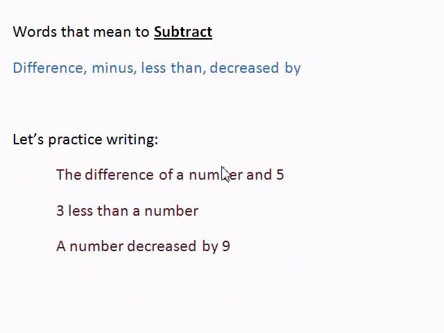Now let's take a look at words that mean to subtract. Common subtraction words are difference, minus, less than, or decreased by. Let's take a look. The difference of a number and 5. Again, n representing any number, a variable, and we're going to take the difference of n and 5, meaning we take n minus 5.